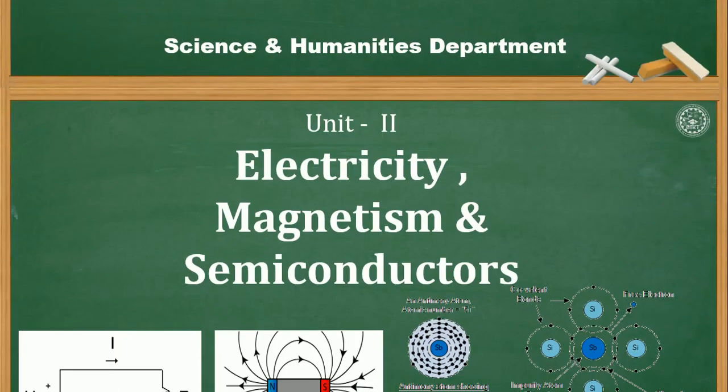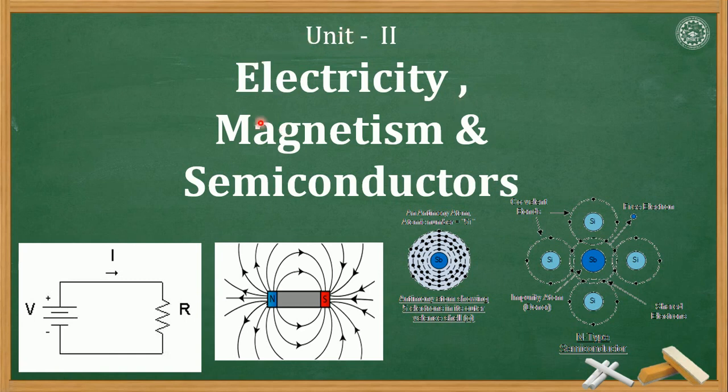The unit which we are learning is Electricity, Magnetism and Semiconductors. From this unit, on the topic specific resistance, we are going to discuss the numericals based on specific resistance. So what kind of numericals get asked in an examination and how to solve them is our topic to discuss today.